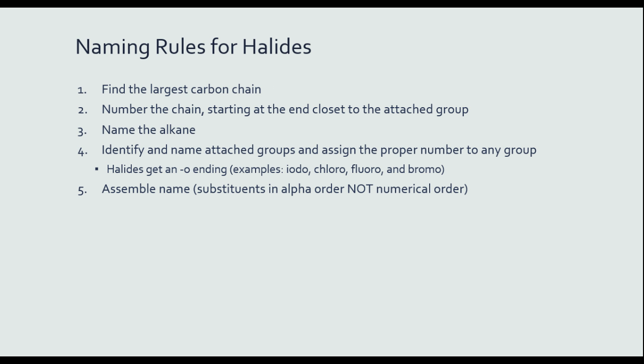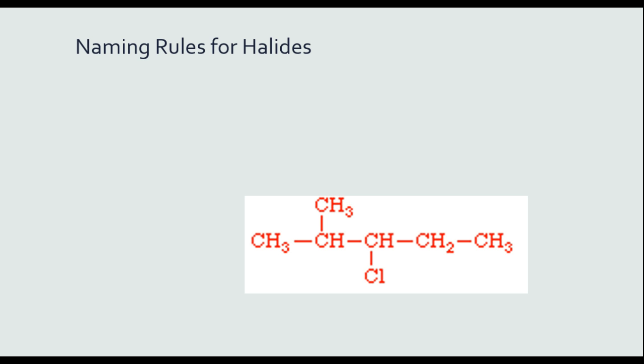Alright, let's take a look at the naming rules for halides. A lot of the rules are the same as naming branch chains. The first one is to find the largest carbon chain, number the chain starting with the end closest to the attached group, name the alkane. Identify and name attached groups and assign the proper number to any group. Halides get the "o" ending, so iodo, chloro, fluoro, bromo. And then lastly, assemble the name. Substituents in alphabetical order, not numerical order.